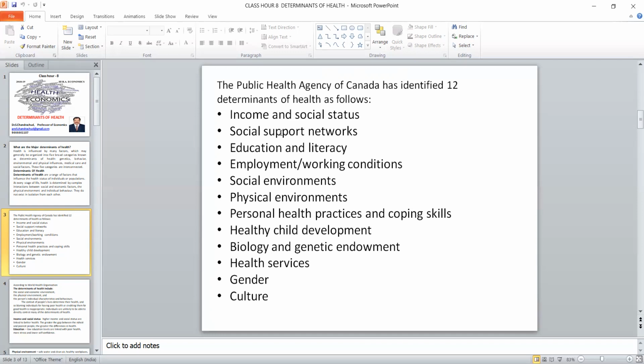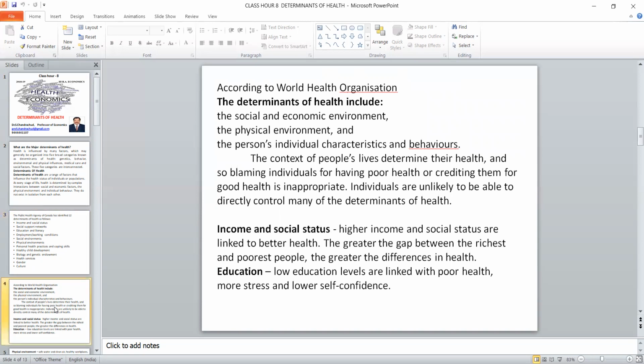The next factor is what type of health services are rendered. Then the 11th factor is gender and the 12th factor is culture. These 12 factors are considered to be the determinants of health according to the Public Health Agency of Canada. Then what is the World Health Organization saying? There are many determinants for health, but they are categorized in 3 categories. One is social environment, the second is economic environment, and finally the physical environment. All these factors are covered in this. Those which are not covered here will be treated as personal individual character or behavior.